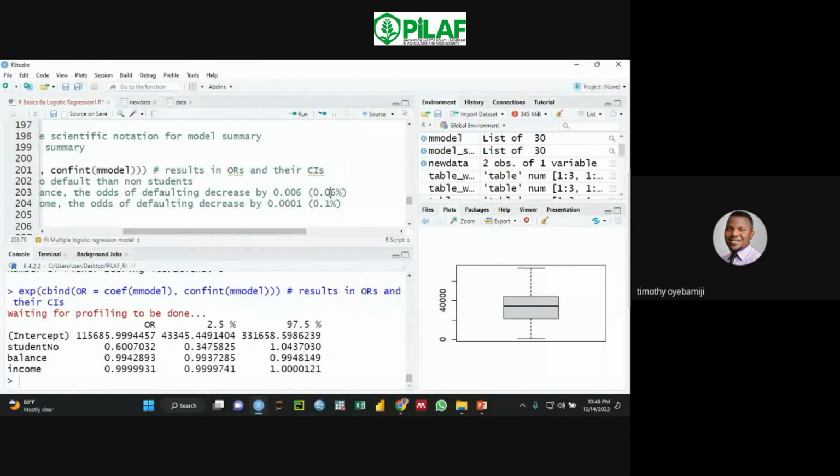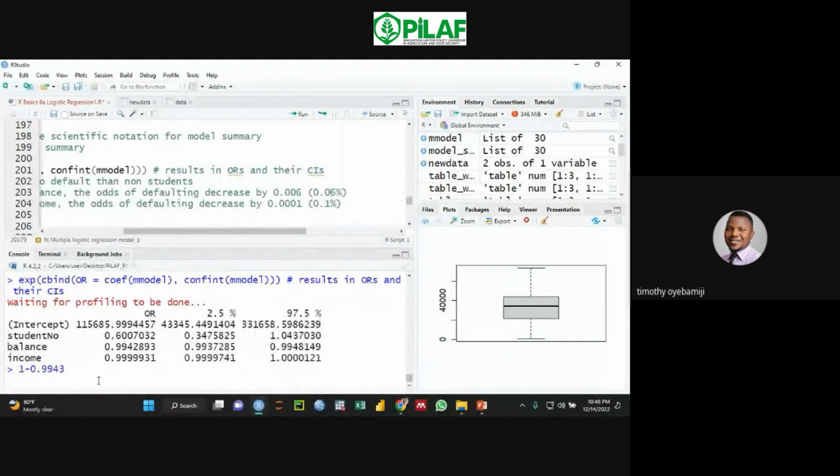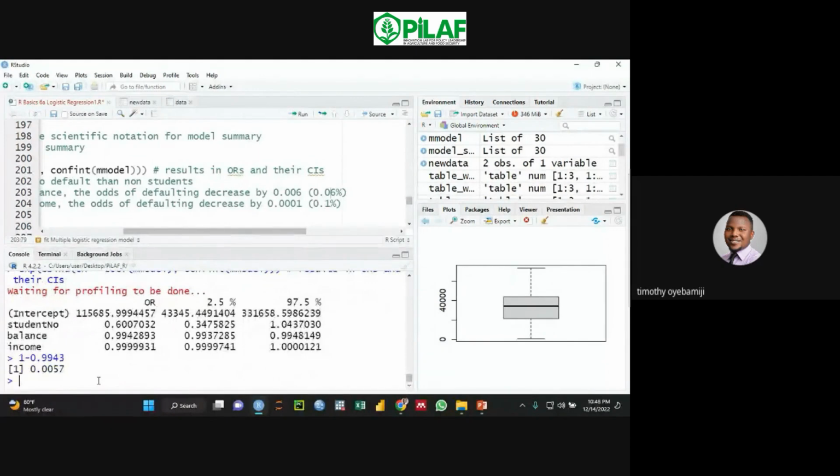Sorry, let me just do the math. 1 minus 0.9943. Okay, yeah, I'm correct. I was correct initially. It's 0.6, not 0.06. So the odds of defaulting decrease by 0.6.